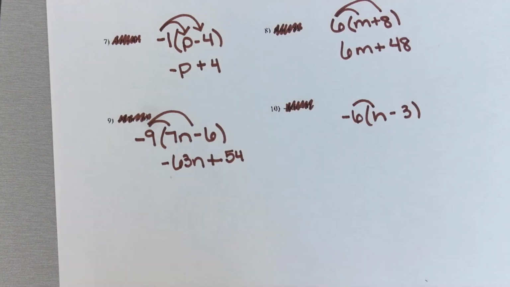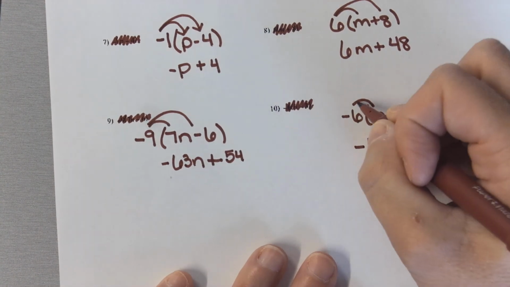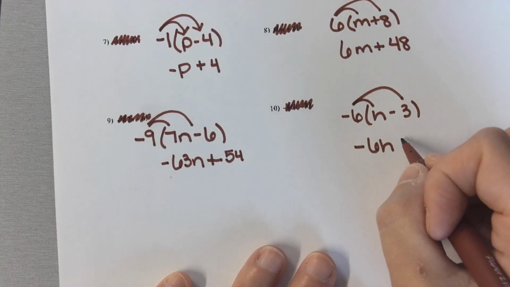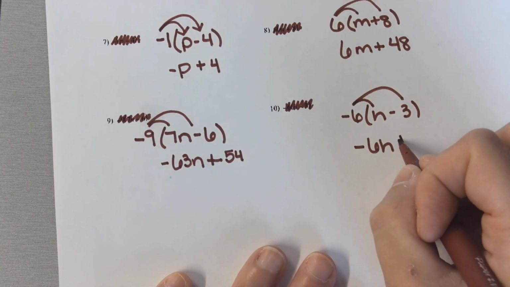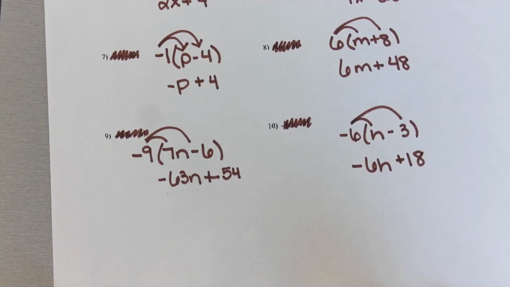Alright, negative 6 times h. Negative 6h. Negative 6 times negative 3. 18. Yeah, and I like how you said just 18 because it's positive, right?